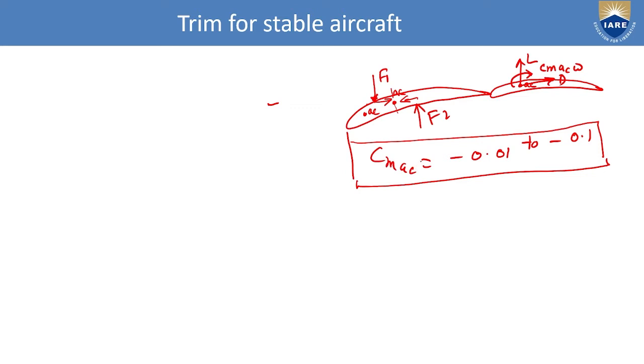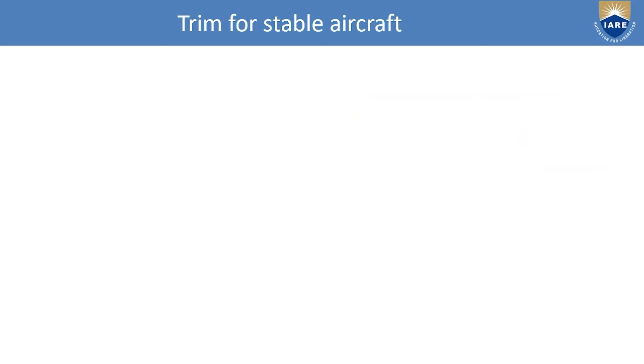Okay, so now we will see how this works, assuming that the CG is ahead of the AC. In the first case, case 1, the CG is ahead of C by 4. Okay, so this is the case, and we will see whether it is statically stable or not.